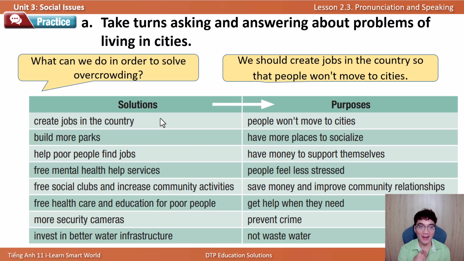Very good. Now I ask you a question. Please find the solution and the purposes, okay? What can we do in order to reduce crime? To reduce crime. What do we do? We should install more security cameras so that we can prevent crime.